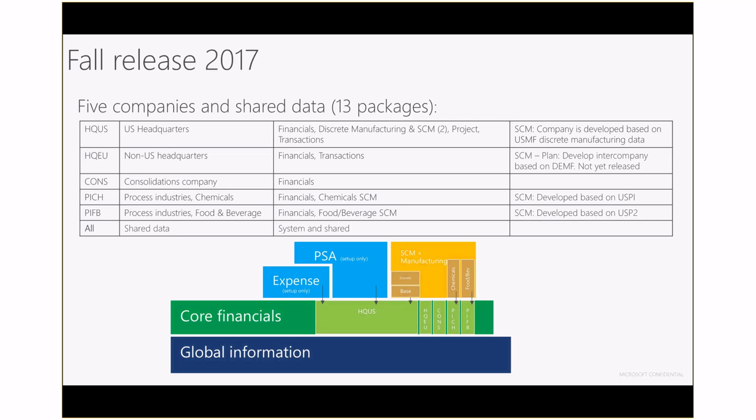The last one is the shared data, and that's actually the first one you load. That shared layer is the things that everybody uses. It loads the global address book, all the legal entities, some of the chart of accounts stuff, and some of the shared ledger stuff. It loads up anything that is shared across multiple companies. It's a single package.